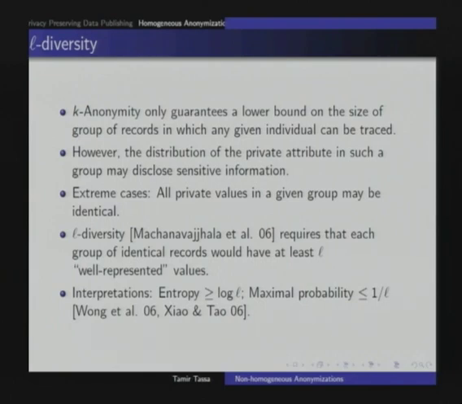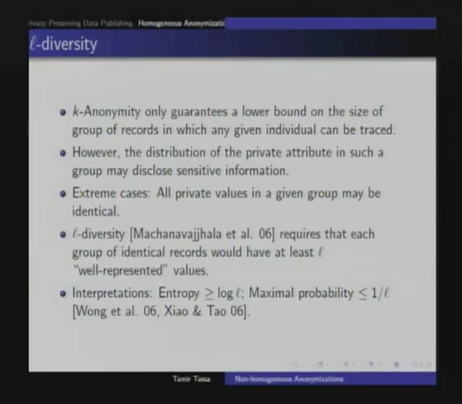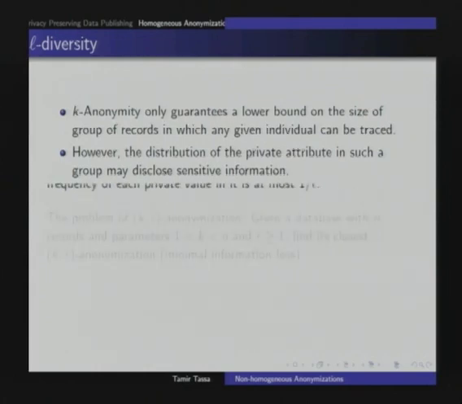Another interpretation is that the maximal probability of each sensitive value in each block of records will be at most 1 over L. And there is also a third interpretation, but it doesn't really matter right now. So this is L-diversity, and this is how we correct the problem identified here with k-anonymization, or at least improve on that aspect, which is a weak aspect of k-anonymization.